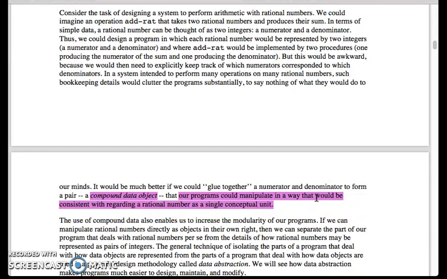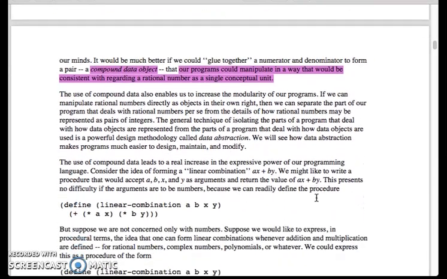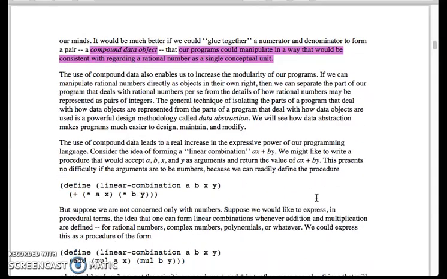In a system intended to perform many operations on rational numbers, such bookkeeping details would clutter the program substantially, to say nothing of what they would do to our minds. It would be much better if we could glue together a numerator and a denominator to form a pair, a compound data object, that our programs could manipulate in a way that would be consistent with regarding a rational number as a conceptual unit.